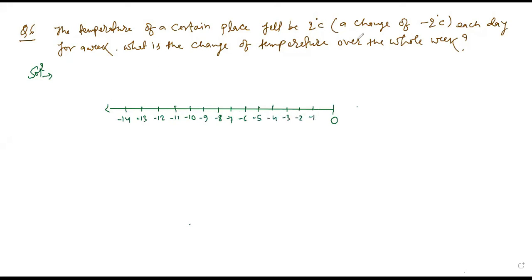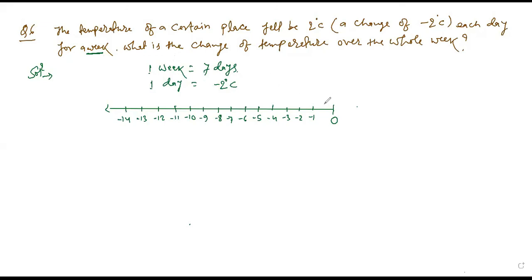Okay, see. In a week, how many days? 7 days. Now the question says, in one day, the temperature falls by 2 degrees centigrade. Fall means what? Minus 2 degrees centigrade. So in one day, the temperature falls by minus 2 degrees centigrade. So for the 7 days, how much temperature will fall?